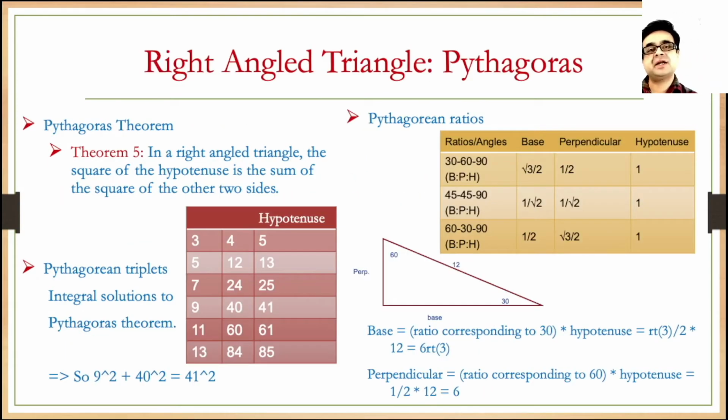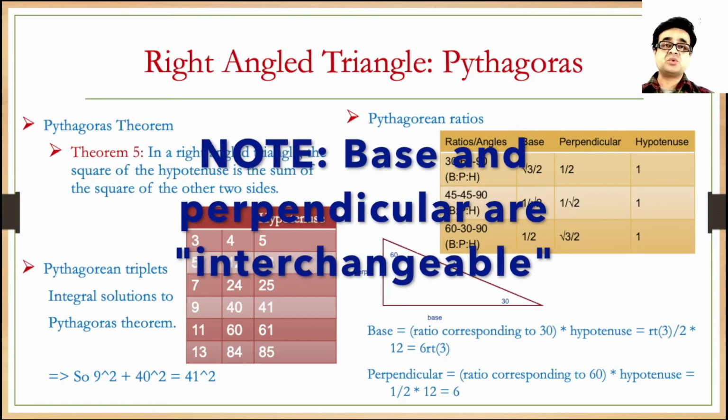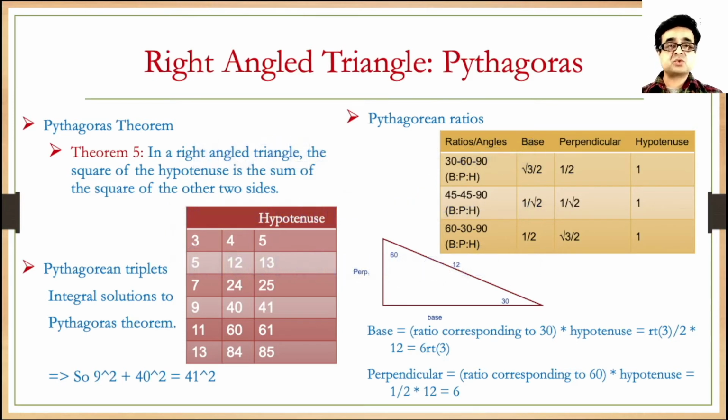Moving on to right angle triangles. These are some of the most important concepts and questions that you will be asked in GMAT. You already know Pythagoras theorem that the base square plus height square is equal to hypotenuse square, or base square plus perpendicular square is equal to hypotenuse square.